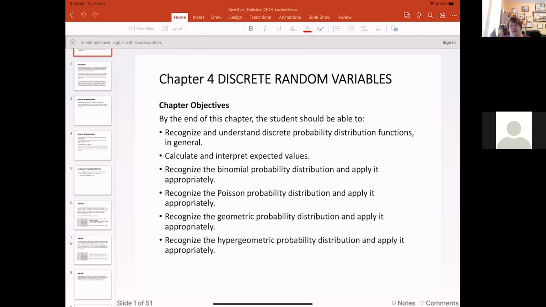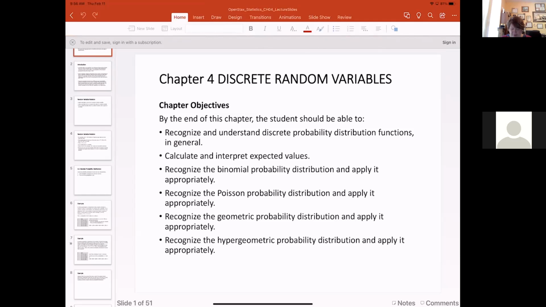We're going to start our discussion of random variables and probability distributions. So in chapter 4, and chapter 5, and chapter 6, and I don't remember how far it goes, up to like chapter 12, we talk about probability distributions. And in this chapter, we're going to look at discrete probability distributions.